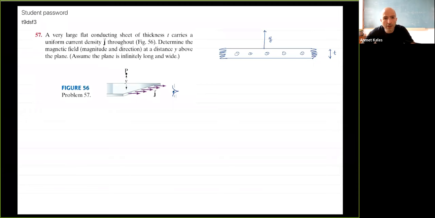What law should I use? Any suggestions for me? What is the keyword for this problem? What should we use? What is this problem trying to do? Biot-Savart, yes. We can use Biot-Savart law. Thank you for the suggestion.